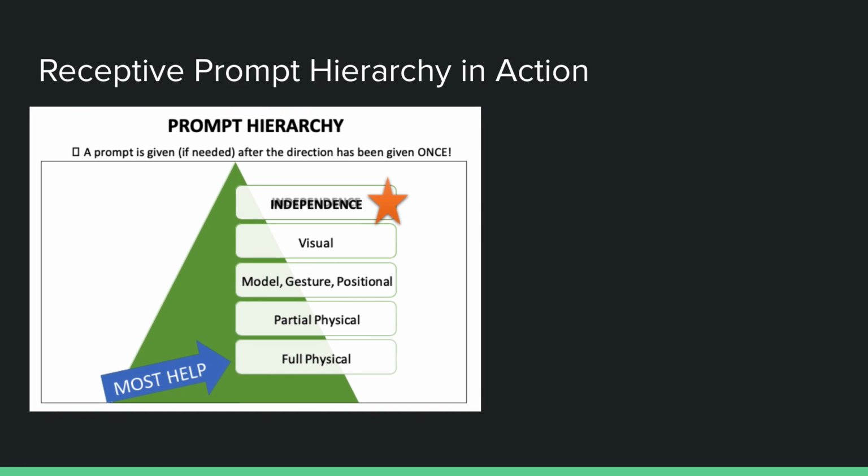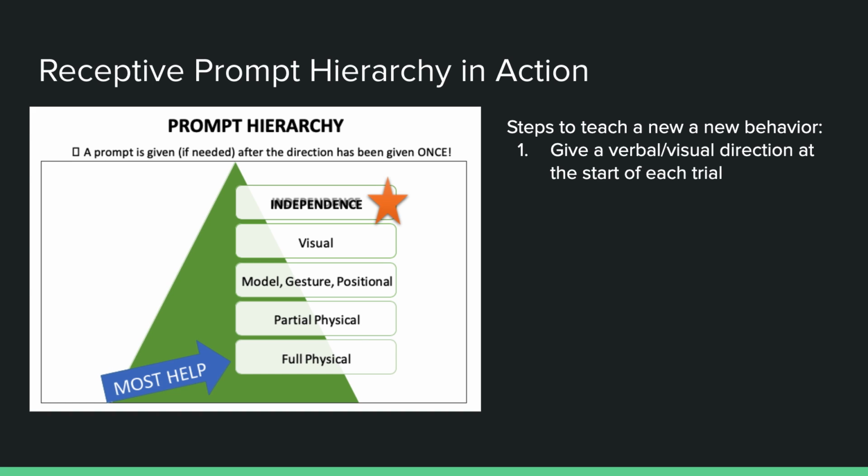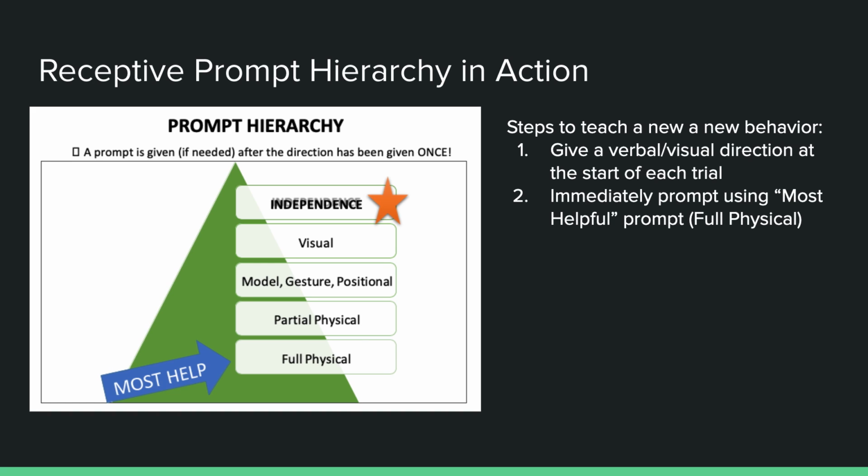So, receptive prompt hierarchy in action. Let's take a look at it. How are we going to teach a new behavior? These are the steps. We're going to give a verbal or visual direction at the start of each trial. So in the other example, the direction was touch the dog. Then we're going to immediately prompt using the most helpful prompt, which for receptive behaviors is full physical prompting.